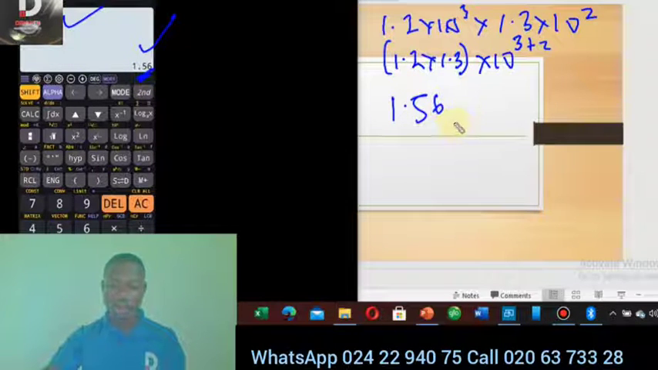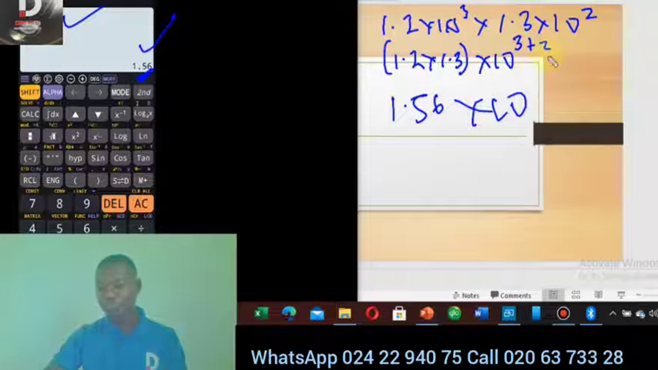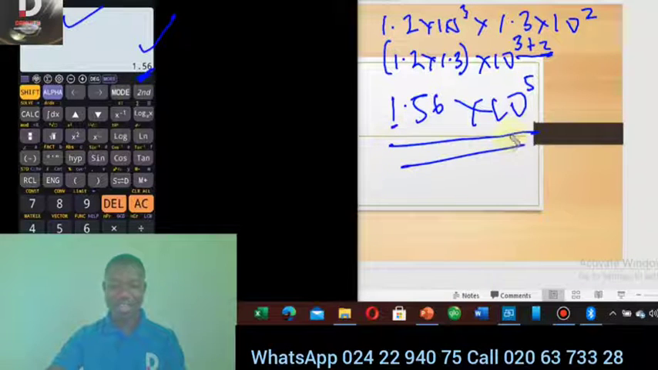Alright, so 1.56 times 10 raised to the power, what do you think the power will be? The power is what? 5. Is that the final answer? Yes. Why is it the final answer? Because the decimal point is after the first important number. So this is the final answer. It's in standard form. Have you gotten it? Right. Let's try another one.